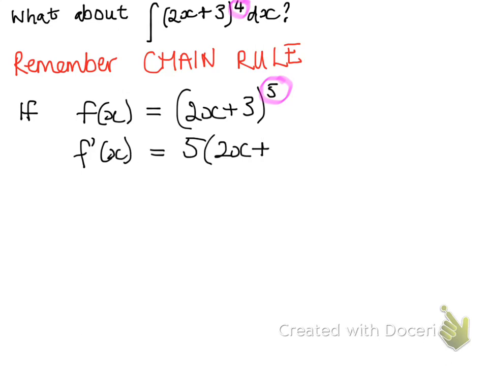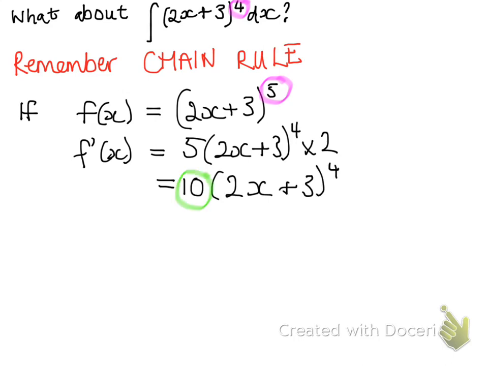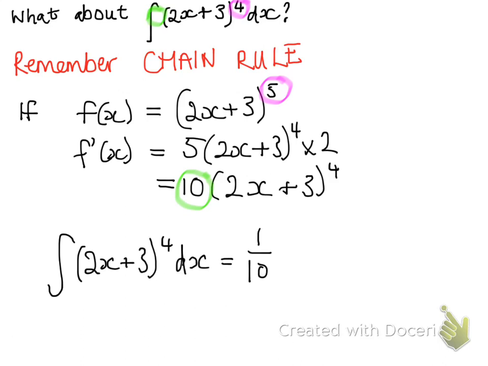So if we differentiate that using the chain rule, this is what we get. So you can see it almost matches, but it's 10 times too big. So we just adjust our answer to be 1/10 of what we started with. So instead of it being 2x plus 3 to the 5, it's 1/10 of 2x plus 3 to the 5, and then plus c.